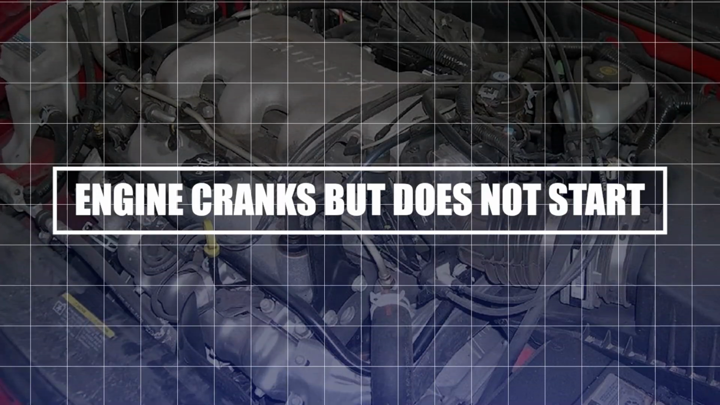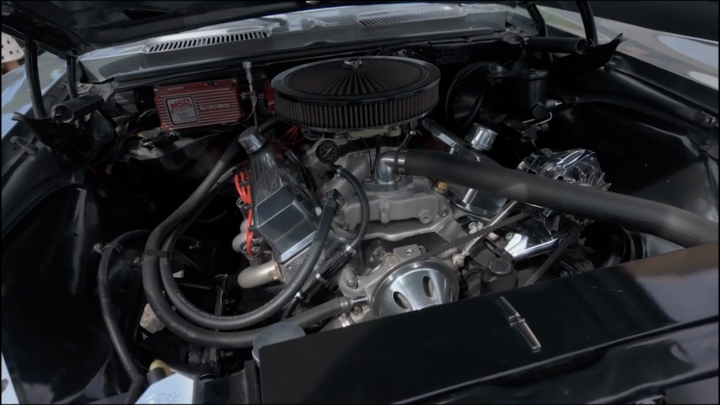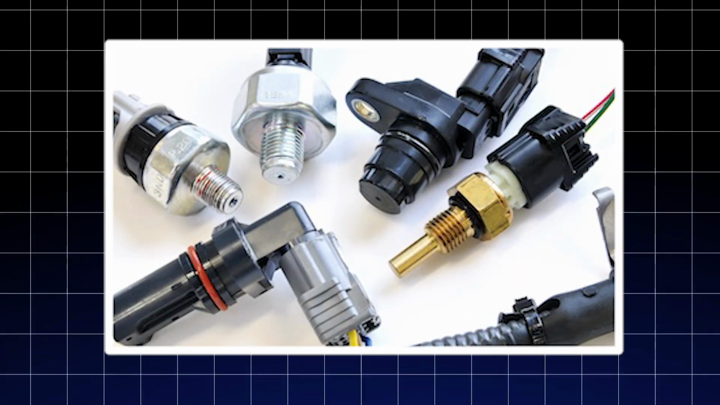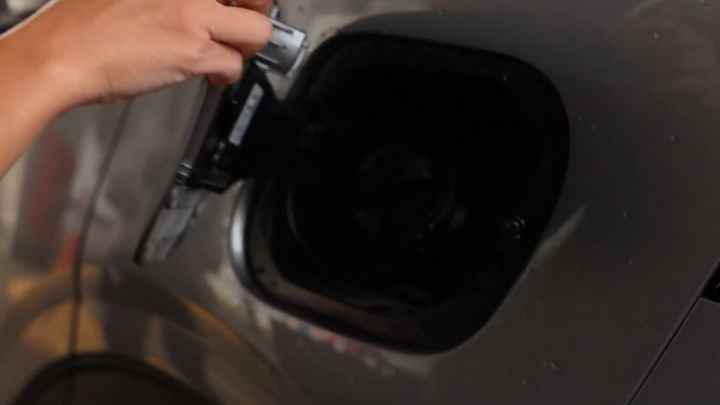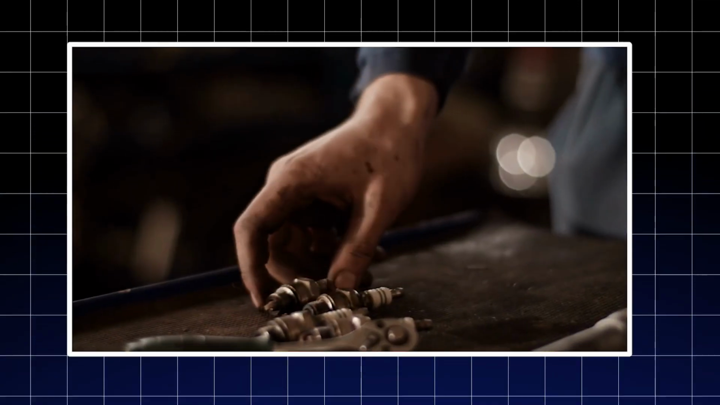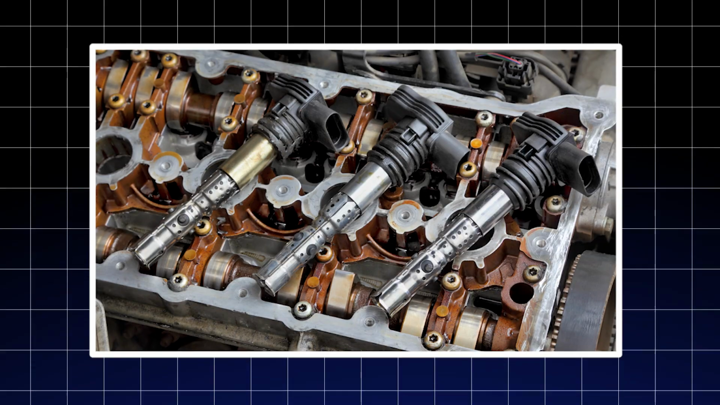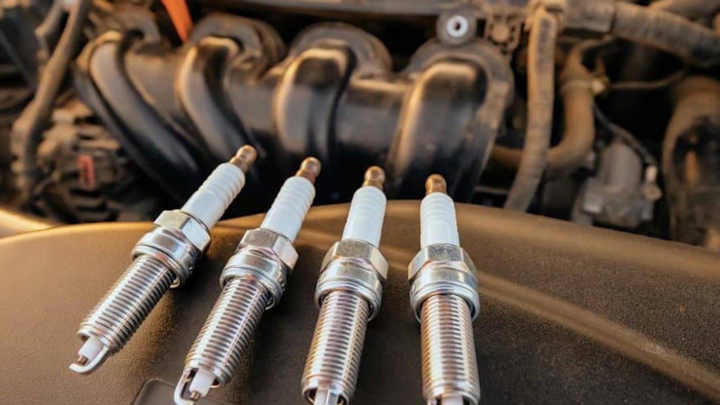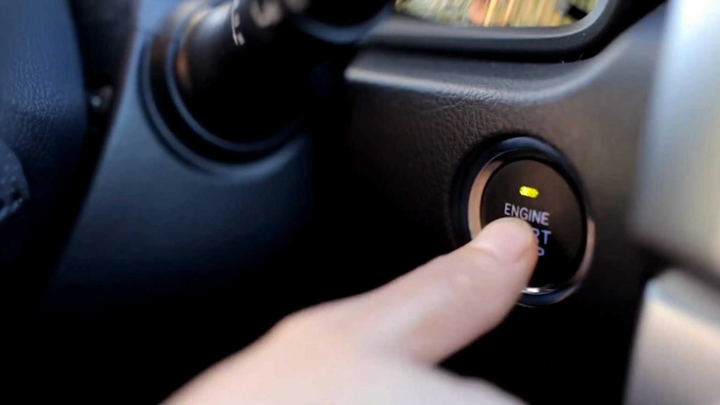Engine cranks but does not start. When the engine turns over but does not start, it means the battery and starter are working. The problem is usually fuel, spark, or sensors. First, check that there is fuel in the tank. Next, listen for the fuel pump sound when you turn the key on. If fuel is reaching the engine, the problem may be worn spark plugs or bad ignition coils. In some cases, a failed engine sensor can stop fuel or spark completely, causing a no-start condition.